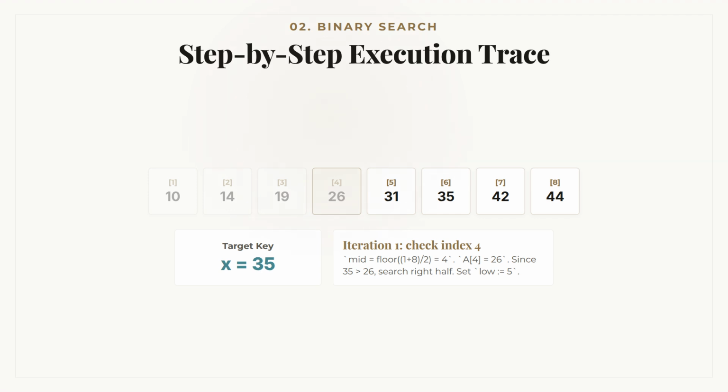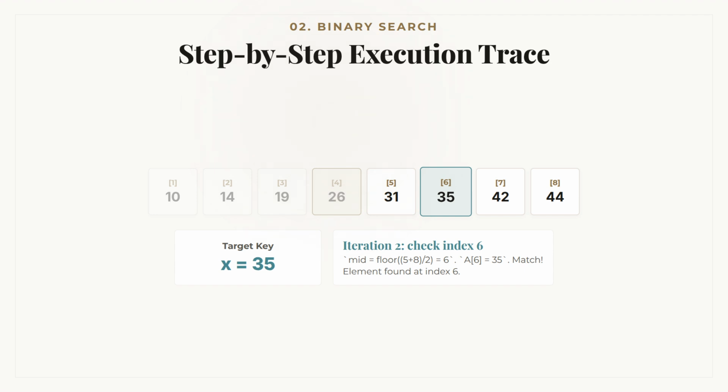Now, low becomes 5 and high remains 8. The middle position becomes 6. The element at position 6 is 35. Since the target matches the middle element, the search stops successfully. Thus, binary search finds the element after only 2 comparisons. This demonstrates the power of divide and conquer.